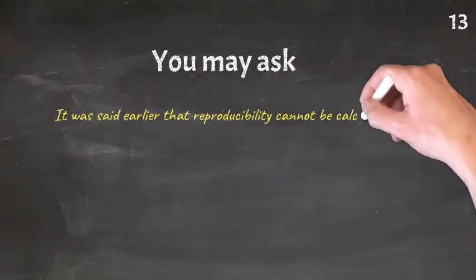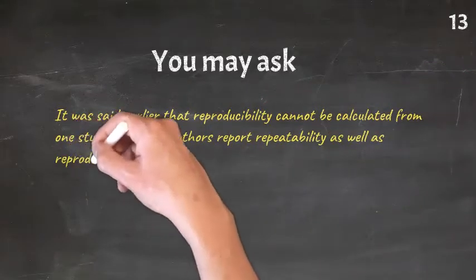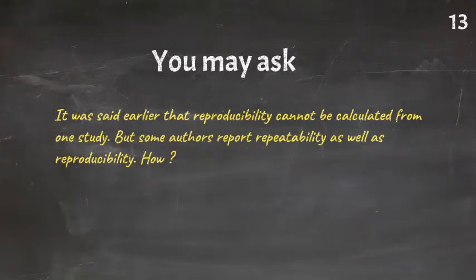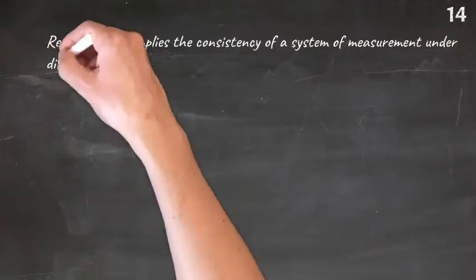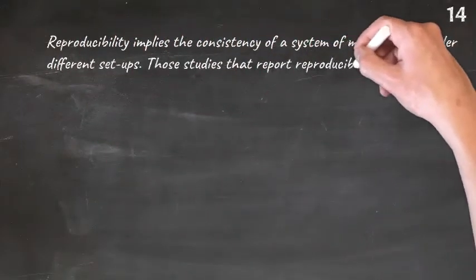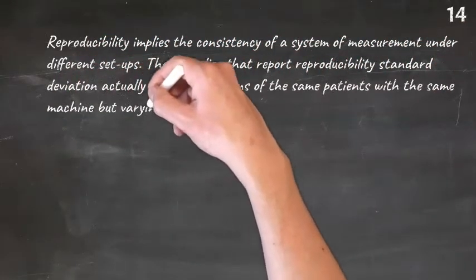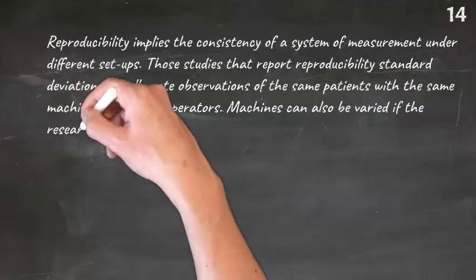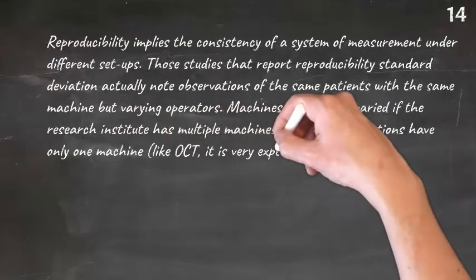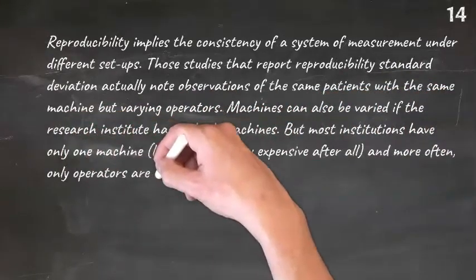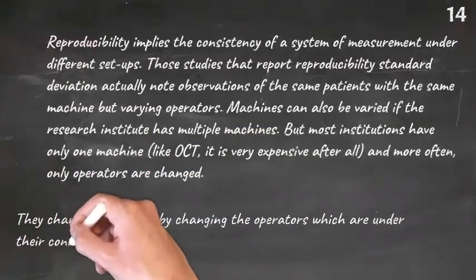It was said earlier that reproducibility cannot be calculated from one study. But some authors report repeatability as well as reproducibility. How? Reproducibility implies the consistency of a system of measurement under different setups. Those studies that report reproducibility standard deviation actually note observations of the same patients with the same machine but varying operators. Machines can also be varied if the research institute has multiple machines. But most institutions have only one machine, like OCT, it is very expensive after all, and more often, only operators are changed.